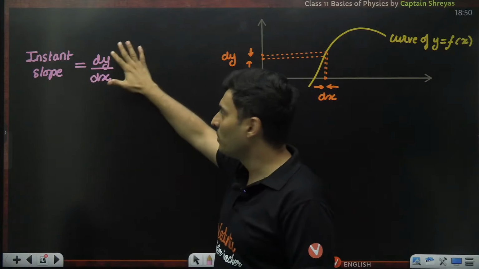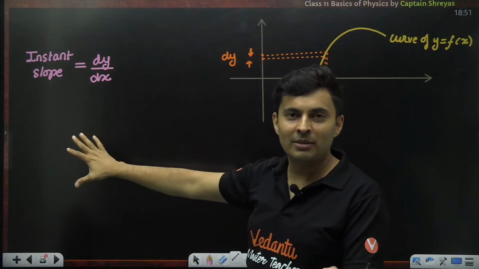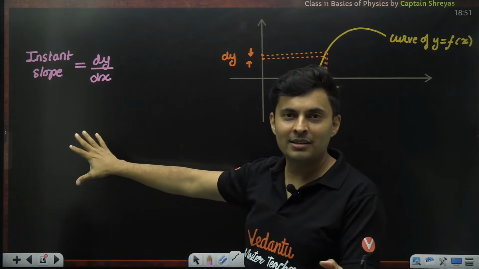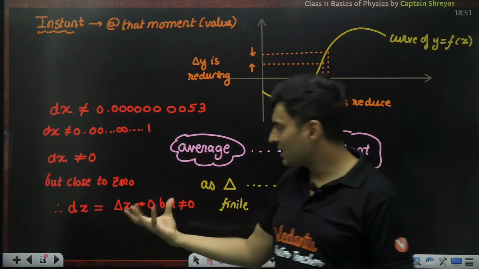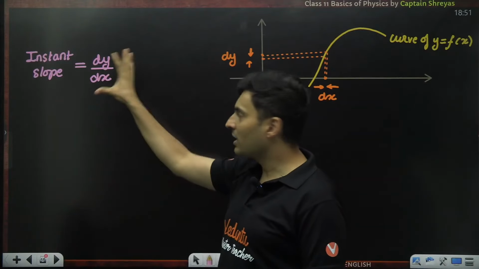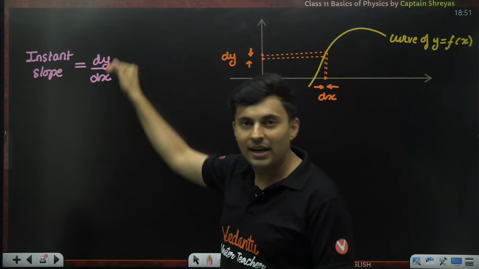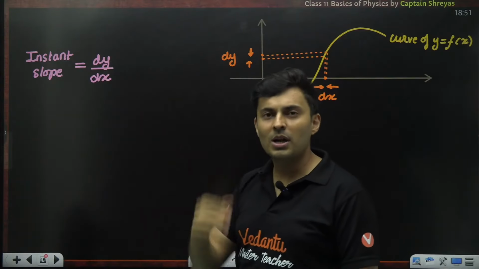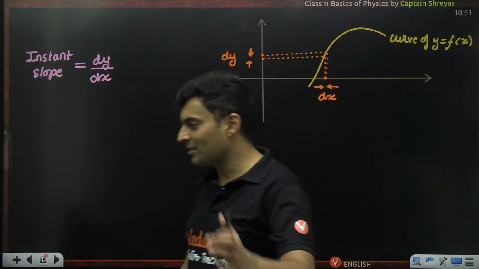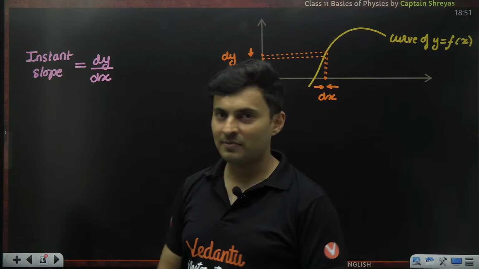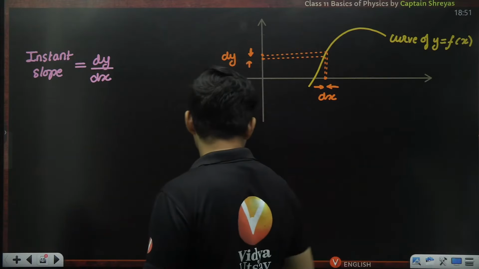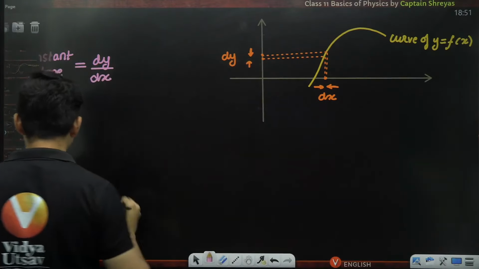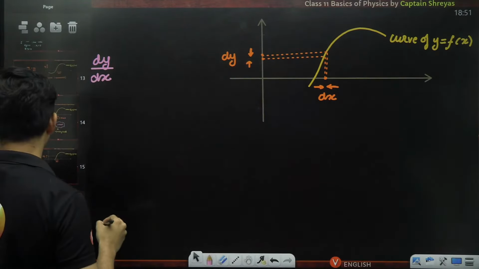I neither know the numerator nor the denominator, because they are both infinitely small values which cannot be associated with any numerical value. They are just tending towards something. But I can find the ratio. I will be able to figure out the value of dy by dx. So that's the beauty of derivatives. This is also called the process of differentiation.